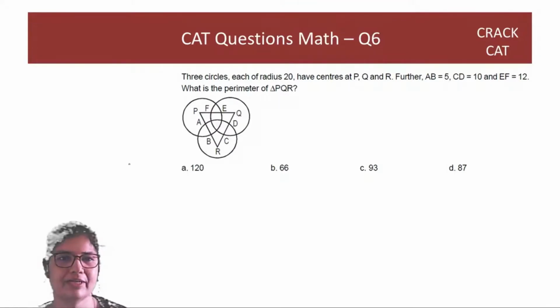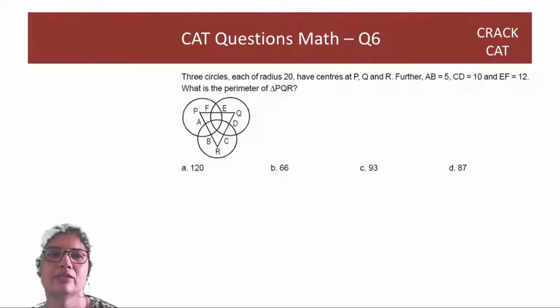Three circles of radius 20 each have centers at P, Q, R. They all have radius 20. The lengths AB is given as 5, CD is 10, EF is 12. You have to find the perimeter of this triangle.